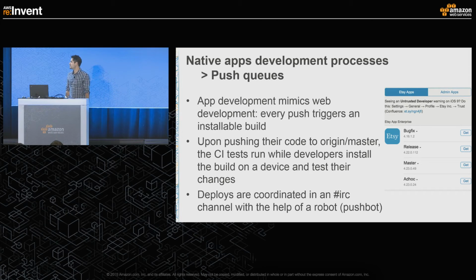The screenshot that you see on the right is the landing page to download the enterprise app. So like Sean described, we have an enterprise program on iOS. It's easier on Android, but you have an enterprise program. And from that page, employees can go download the apps from master, from the release branch, the bug fix branch, or from the ad hoc branch.